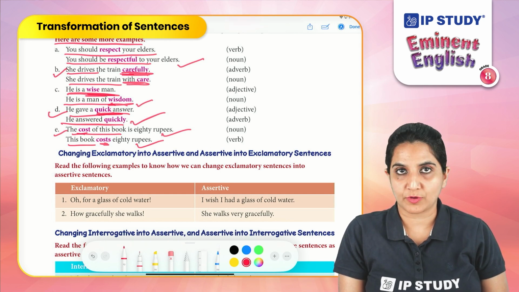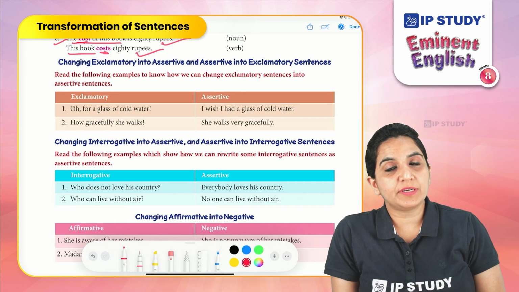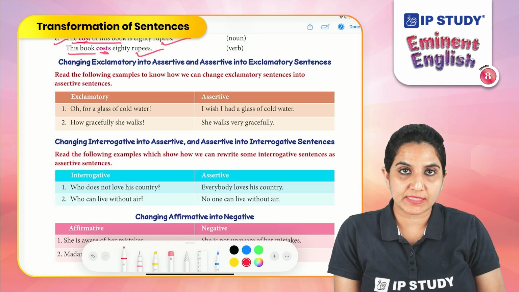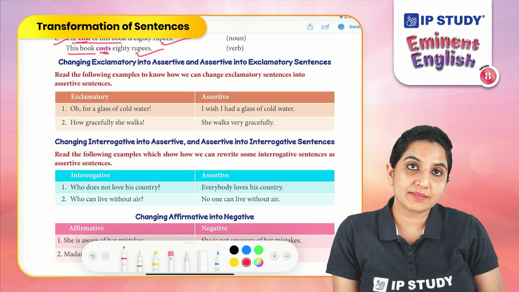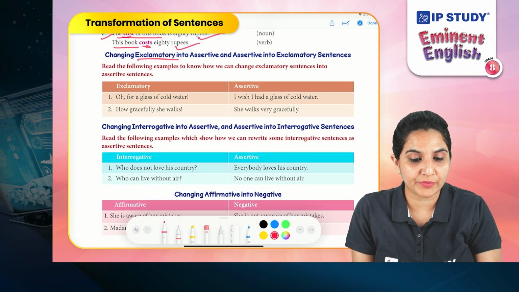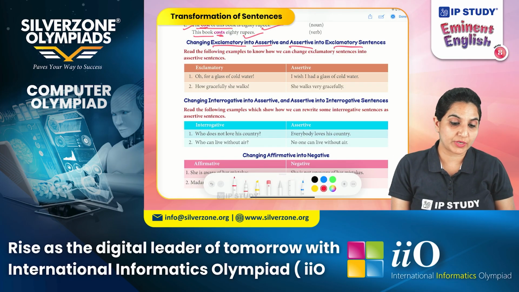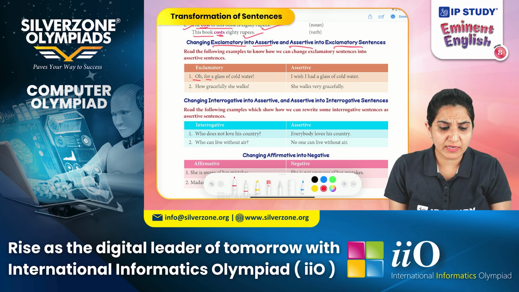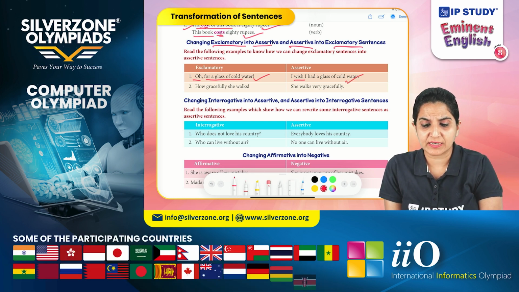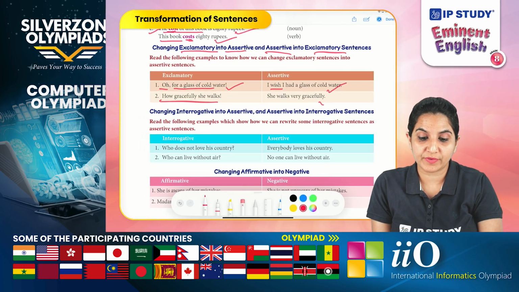This is how we can transform a sentence. Now, as we have already studied different types of sentences, exclamatory sentences, interrogative sentences, assertive sentences, and so on, this is another way of transforming a sentence by changing exclamatory into assertive sentence and assertive into exclamatory sentence. For example, "Oh, for a glass of cold water!" becomes "I wish I had a glass of cold water." "How gracefully she walks!" becomes "She walks very gracefully."